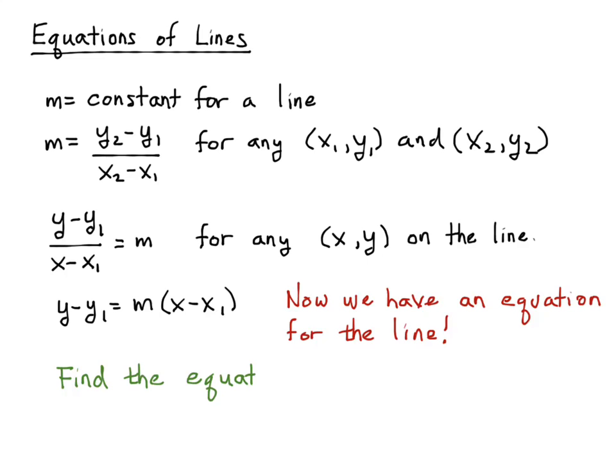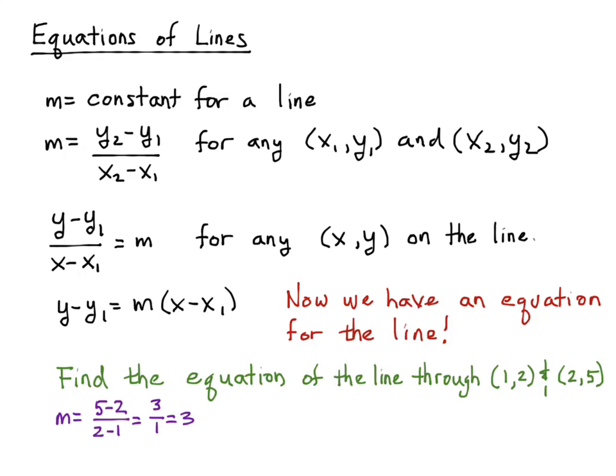So I want to find the equation of the line through (1, 2) and (2, 5). All right, so I have 2 points. First thing I do is I'm going to calculate the slope. So 5 minus 2, that's the change in the y values, is 3. The change in the x values is 2 minus 1, which is 1. And so my slope is 3.